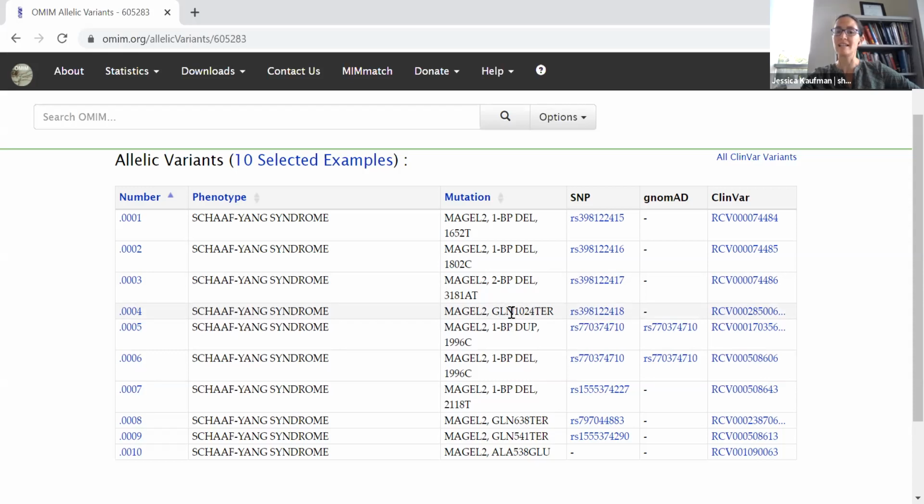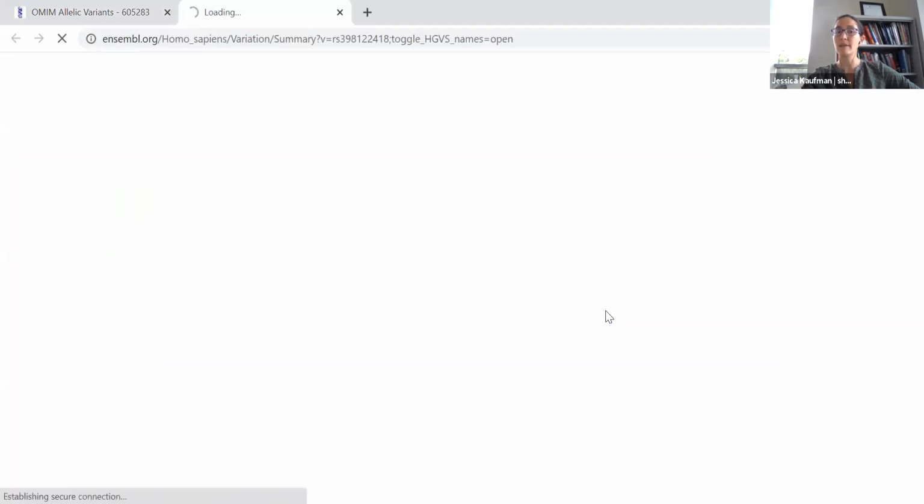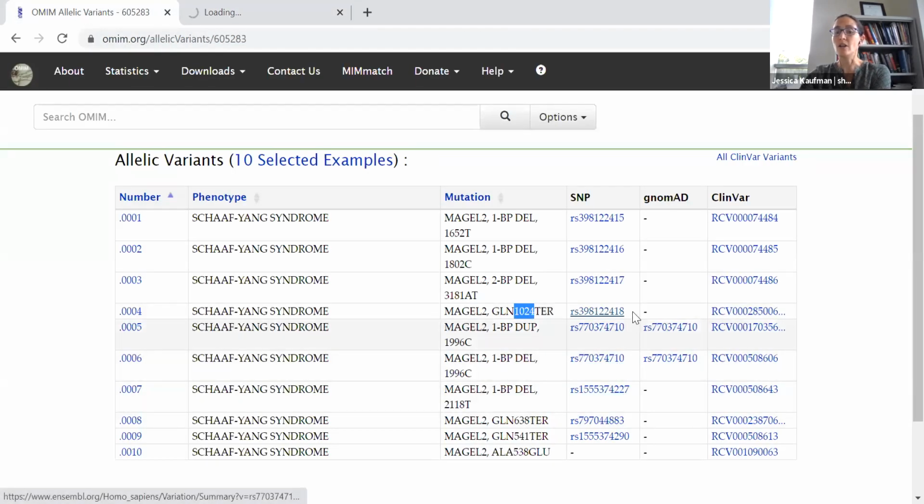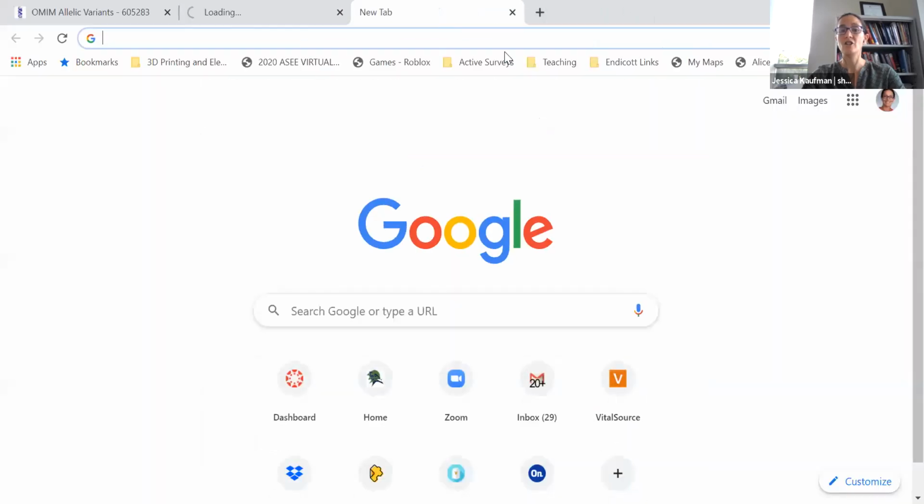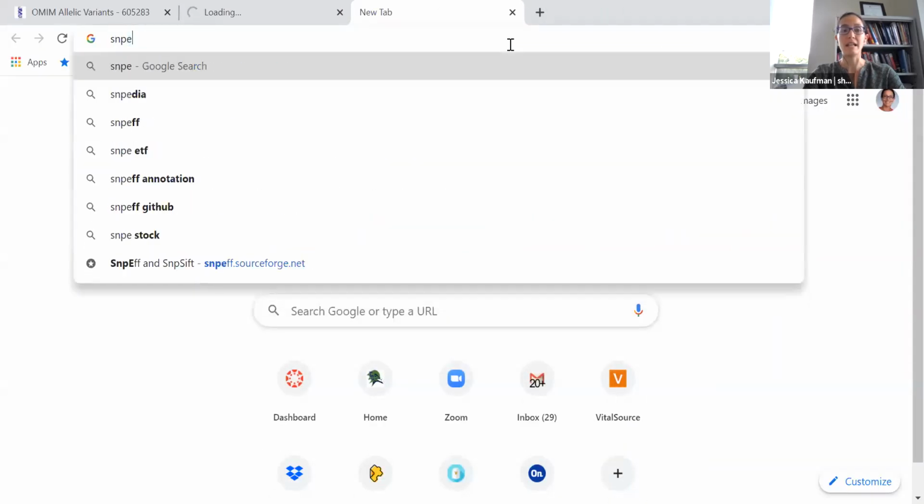So if we look at this SNP, you can see that there's a change at the 1024th amino acid. And I can click on this link to bring me to the Ensembl genome browser and see what the two versions of the gene are. I can also look up this number on SNPedia. Because this is a unique identifying number, it will tell me what the gene is if I look it up on SNPedia.